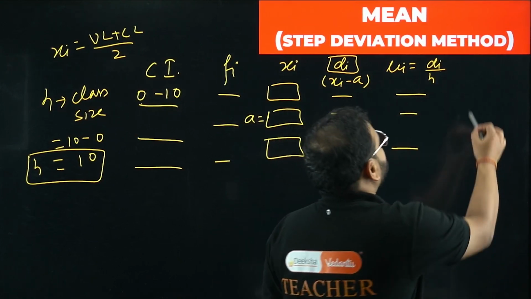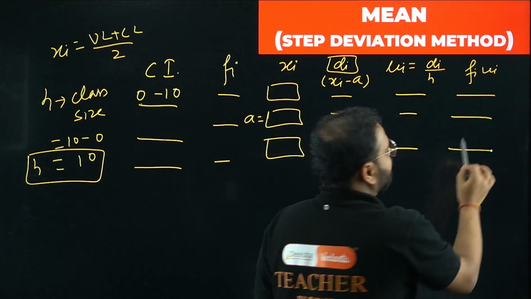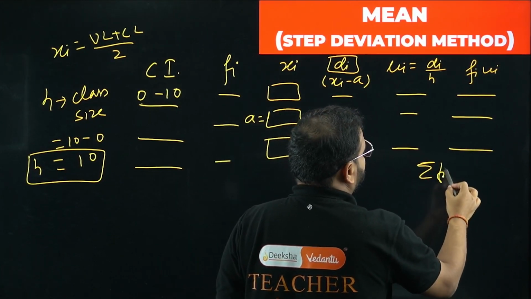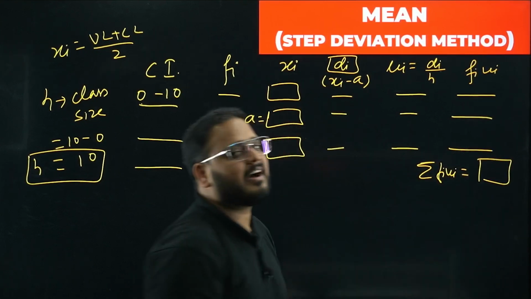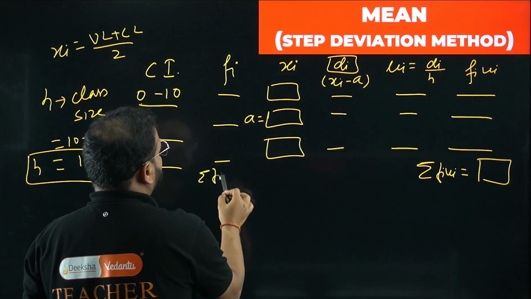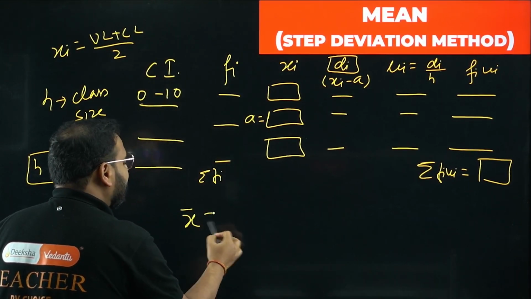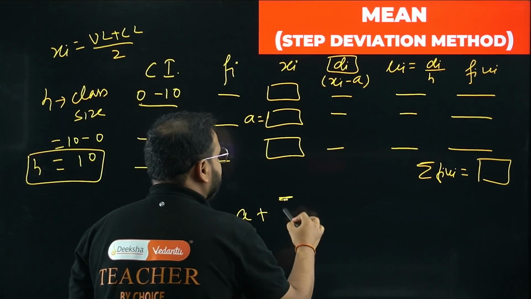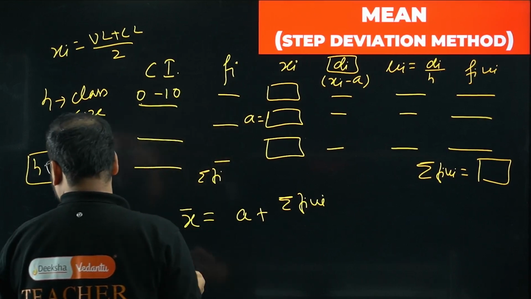Now what is the next step? You know this: fi ui. Total this. Sum of all of this will be sigma fi ui. Once you get this sigma fi ui, find sigma fi here. Now the formula of mean x bar is given as a plus, check this out, sigma fi ui. One second, I can write better.